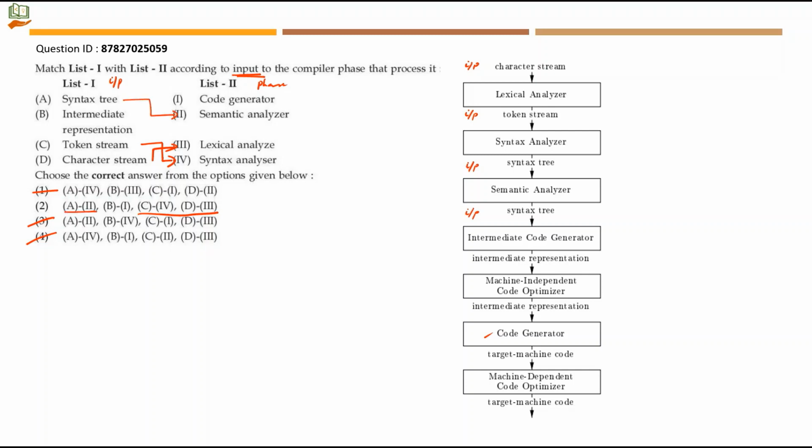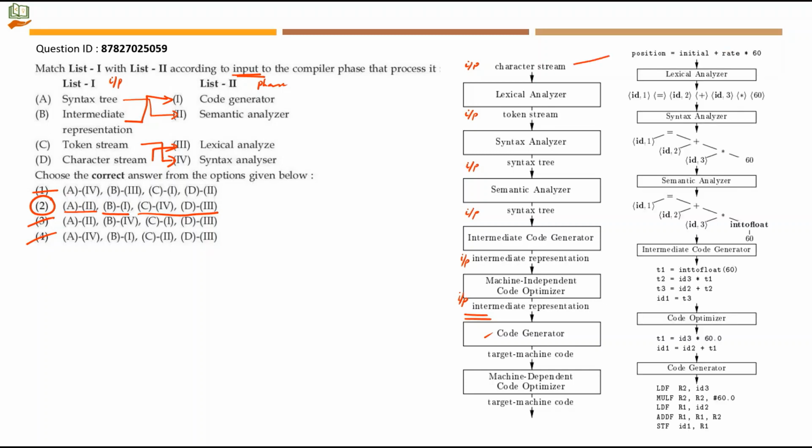After that we have intermediate representation in B. So we have two intermediate representations here as input, one to the machine independent code optimizer and one to the code generator. Here the option is code generator, so we have to consider this part. So B will be mapping to 1. Option 2 will be the right answer. We will also see another diagram. This is the character stream and this is the token stream. This is the syntax tree. This is the intermediate representation and this is the target machine code.